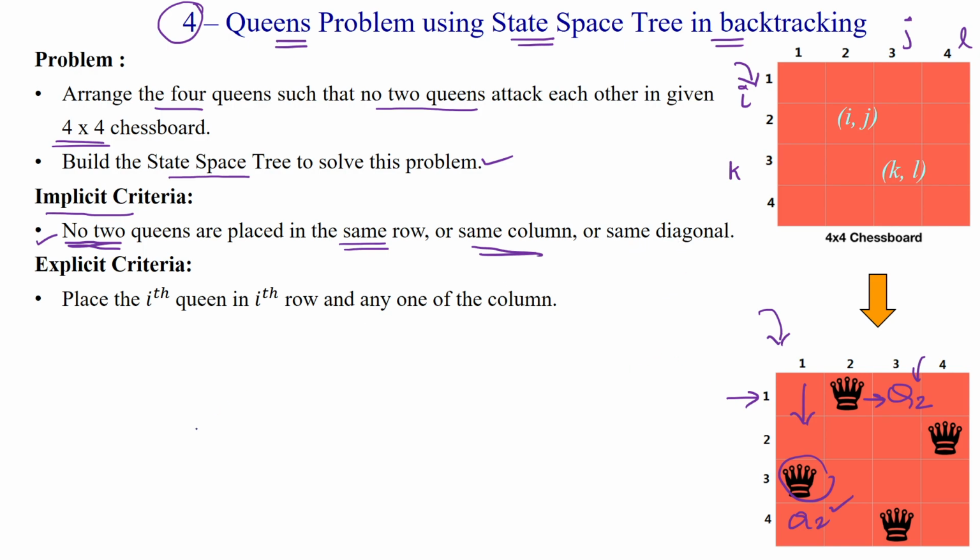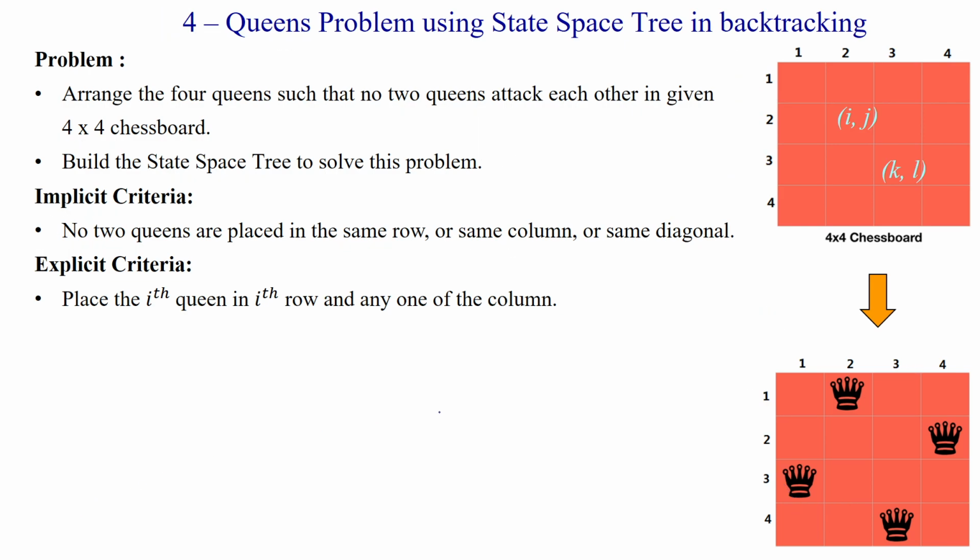Like that, in the same diagonal we cannot place two queens. That means if you place one more queen in this one, then this will attack. So we should follow this implicit criteria: no two queens can be placed in the same row, same column, or same diagonal.